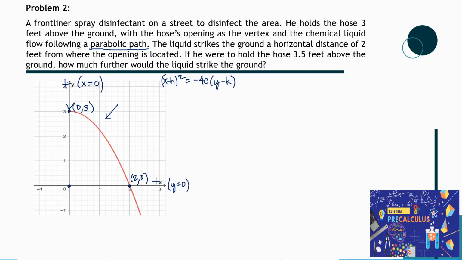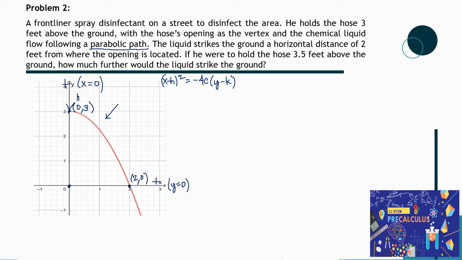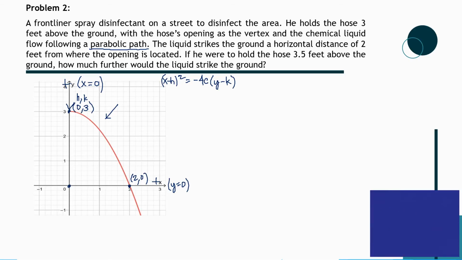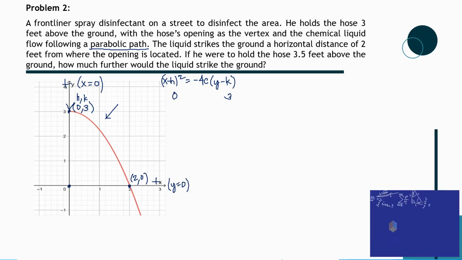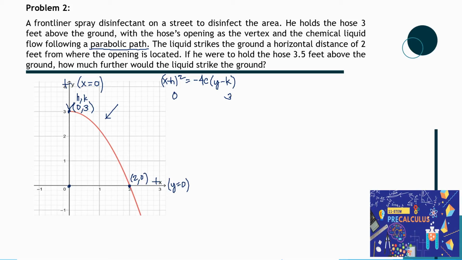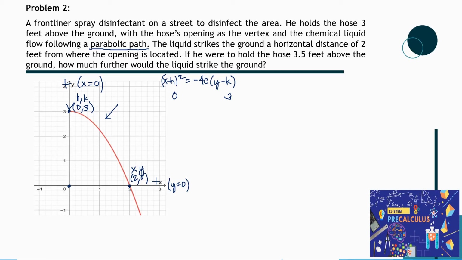Again, the vertex is at (0, 3). So these are the coordinates of (h, k). So h is equal to 0 and k is equal to 3. Also, we have another point (2, 0). So these are the coordinates (x, y). So we have x is equal to 2. So (2 − 0)² equals negative 4c, which is still unknown in our equation. Then y is equal to 0, so (0 − 3).